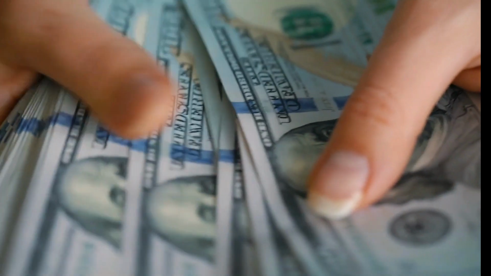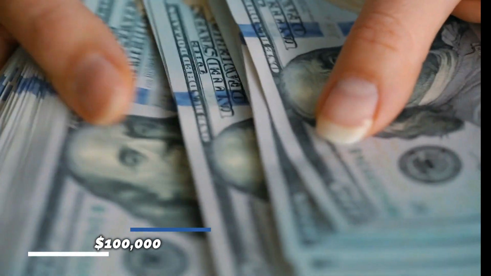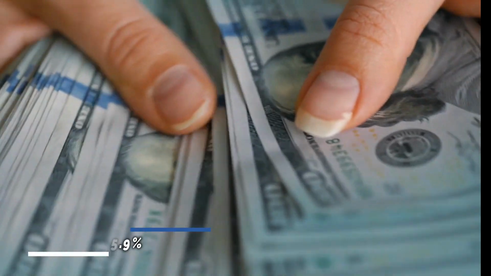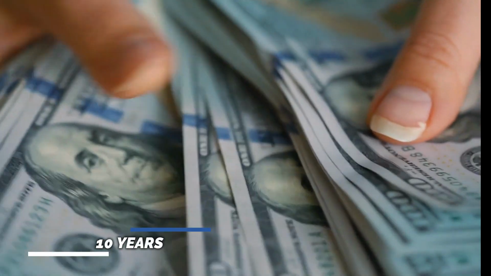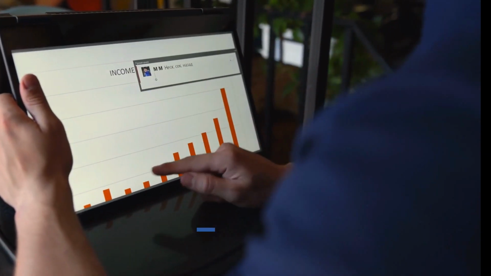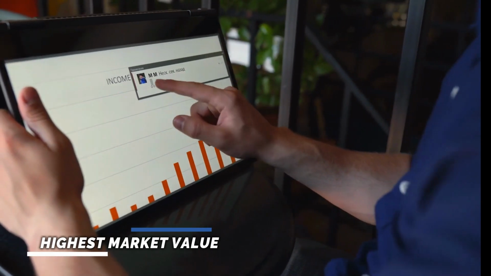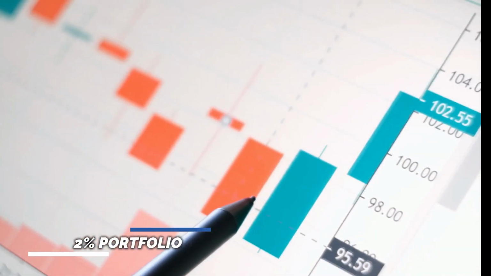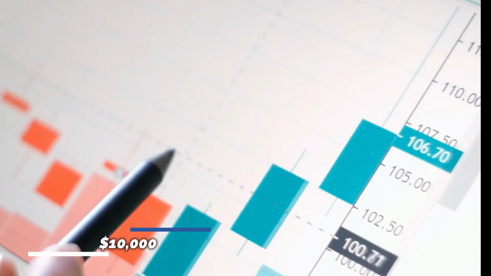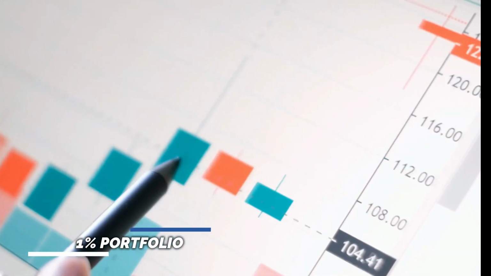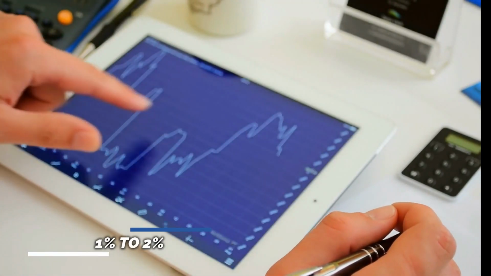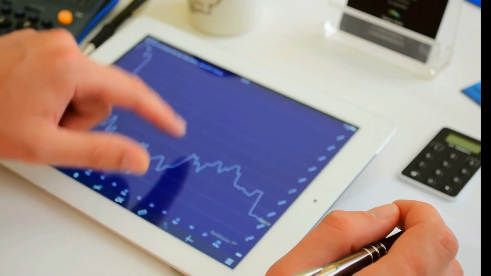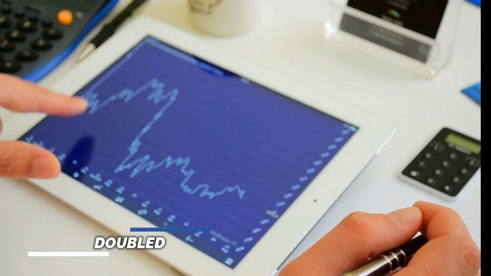With the final market value of just over $100,000 and dividend reinvestment contributing 5.9% to the overall market value increase after 10 years, the 1% portfolio once more generates the highest market value. The market value of the 2% portfolio is approximately $10,000 less than the 1% portfolio, or around $6,000 less after dividend reinvestment. As we increase the dividend yield from 1% to 2%, the advantage of dividend reinvestment nearly doubled.